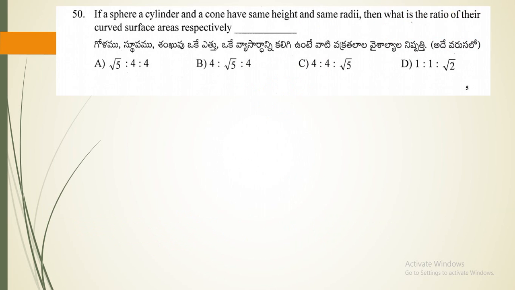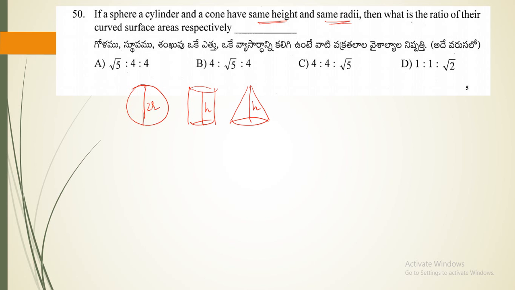Next, if a sphere, cylinder and a cone, so you need to take them in order. So the sphere, cylinder and cone all have the same height and the same radii. So that means these heights are the same. If this height is h, this height is h, but here the sphere height is 2 times r, no? So from this clearly we can say h is equal to 2 times r. Since all have the same radius, this is r and this is also r.